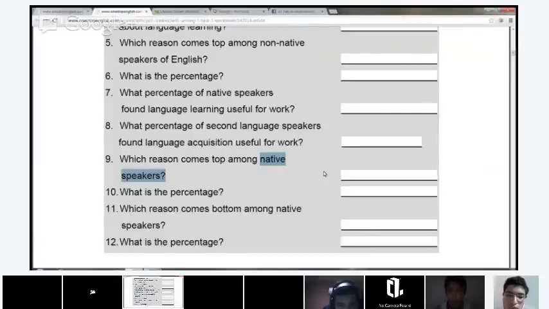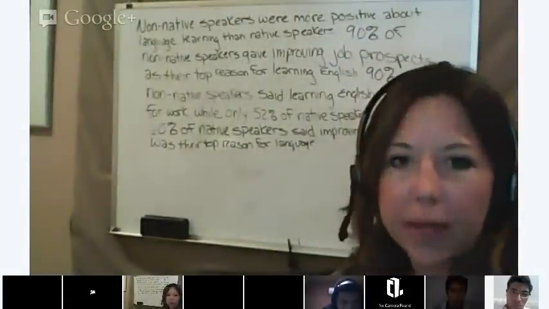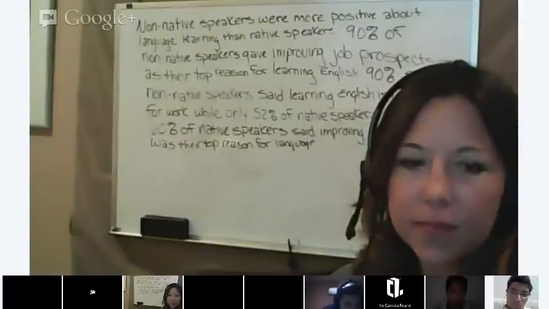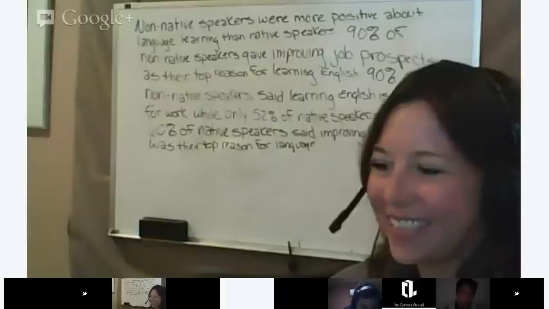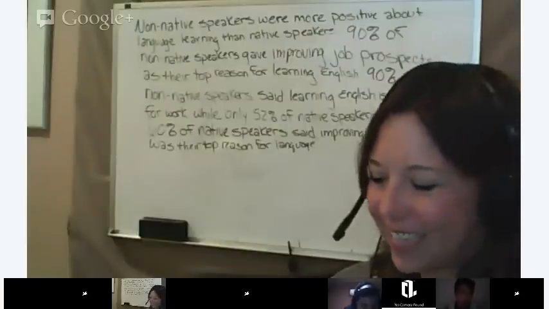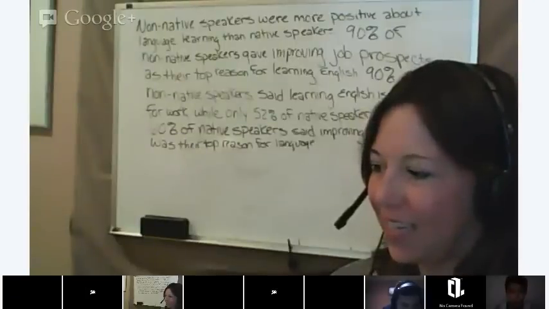Okay, and which reason comes bottom among native speakers? Do you guys remember? Enjoyment. Uh huh. Do you remember the percentage? 20%. 20%, yeah. So what's a sentence that we could make for those two about native speakers, 20% and enjoyment? Twenty percent of native speakers said the enjoyment is the was the bottom reason for language acquisition.